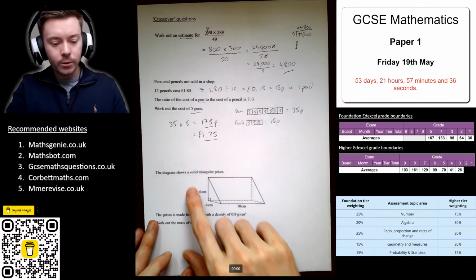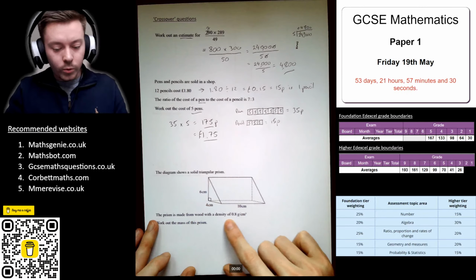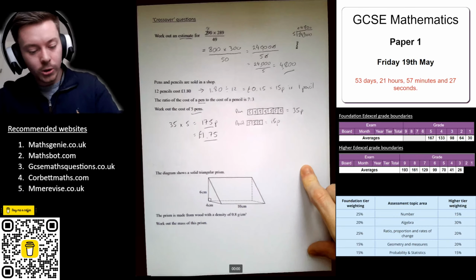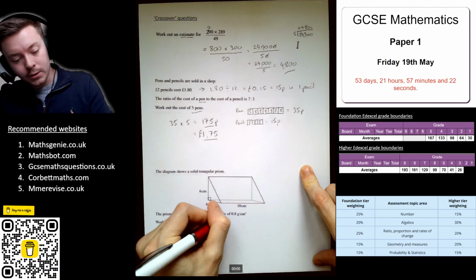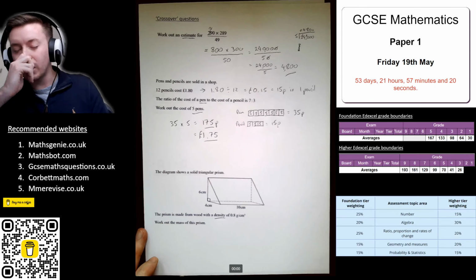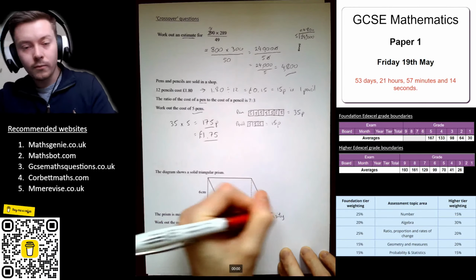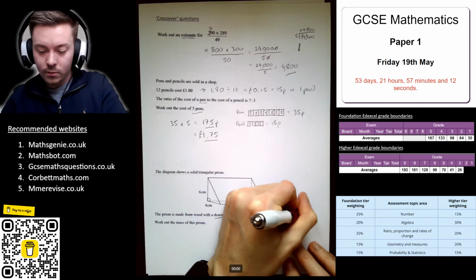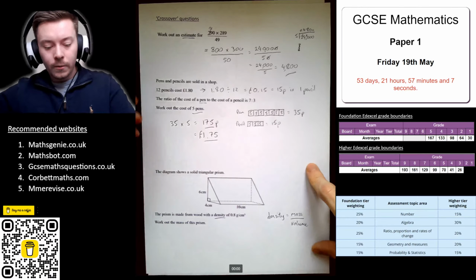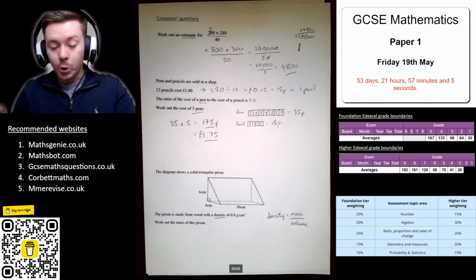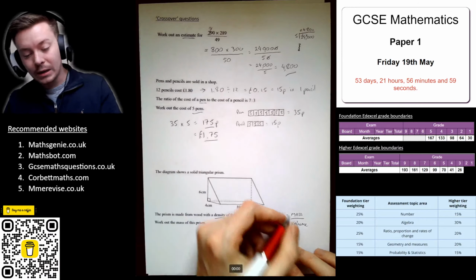Okay, next question. The diagram shows a solid triangular prism. The prism is made from wood with a density of 0.8 grams per centimetre cubed. Work out the mass of this prism. Now, as soon as I saw this density written here, I thought I need to remember the equation for density. Density is mass divided by volume. A student told me this previously, and this is how they'd been shown it by somebody else, and this helped them to remember it.